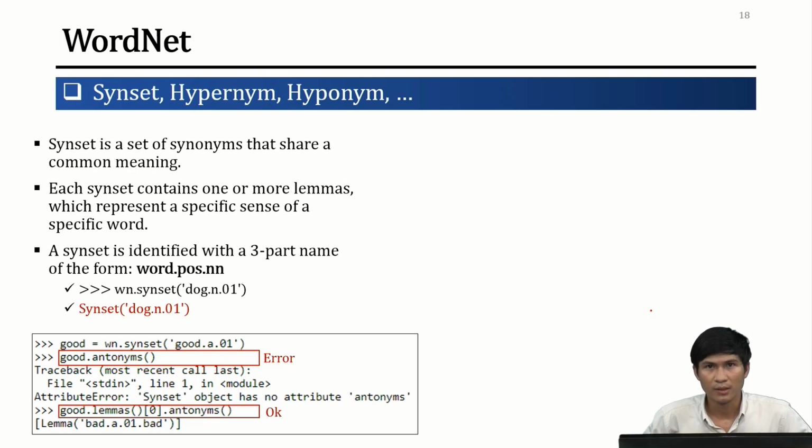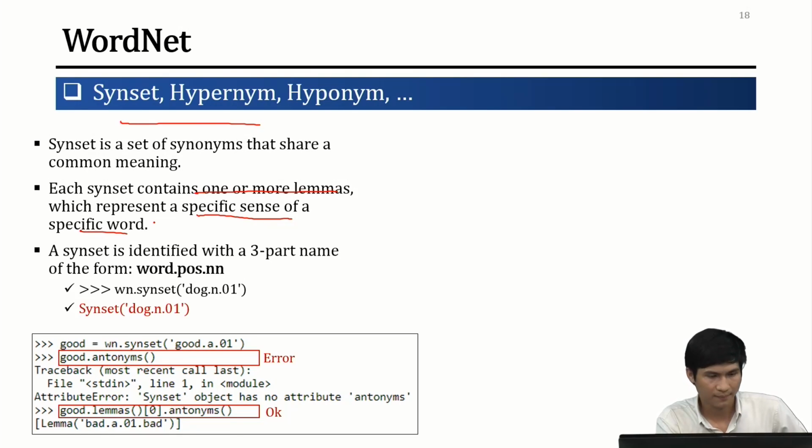Next we will see the terms synset, hypernym, and hyponym, which are used in WordNet. A synset is a set of synonyms that share common meanings. That means when we have a word, this word can have many senses in terms of synonyms. Each synset contains one or more lemmas. So what does lemma refer to? It represents a specific sense of a specific word. Remember that a synset can have many lemmas. Also, a synset is identified with a three-part name. We have the word, the part of speech, and the number. For example, if it is a noun in sense number 1, it refers to a specific meaning. The second meaning of this noun may refer to some other meaning.